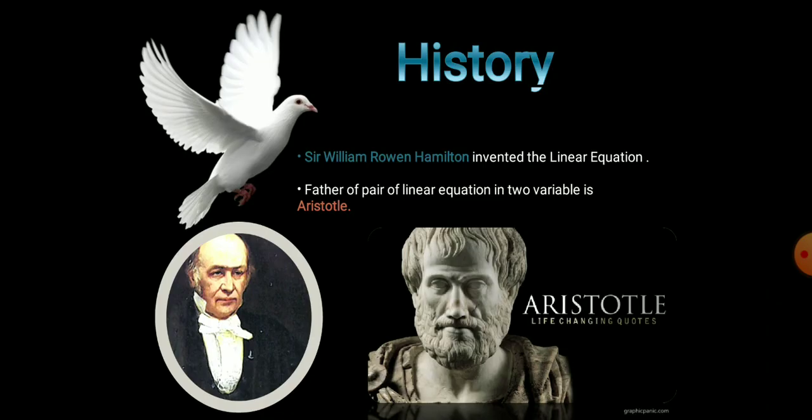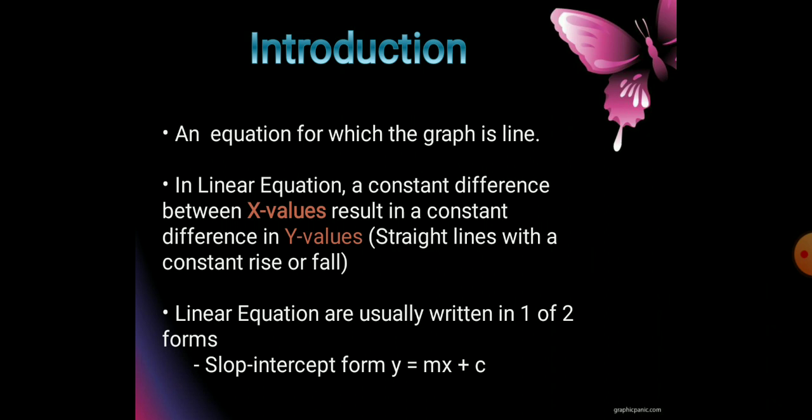History: Sir William Rowan Hamilton invented the linear equation. The father of the pair of linear equations in two variables is Aristotle.